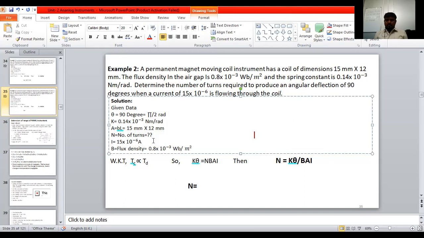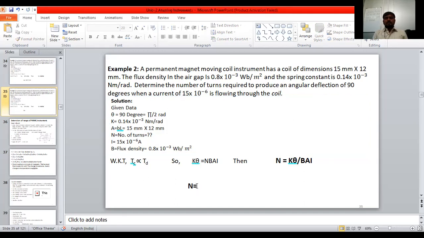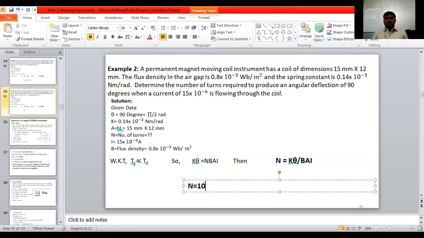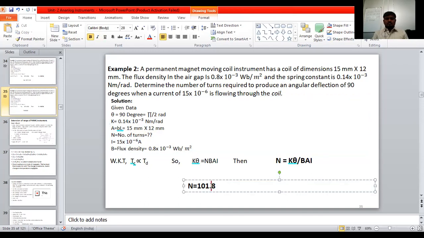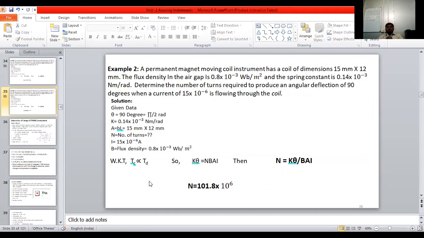10 to the power of 6, we are able to have that. So I will also write here the answer is 101.8 into 10 to the power of 6. Okay, this is the answer here.